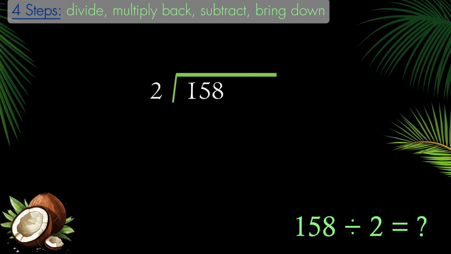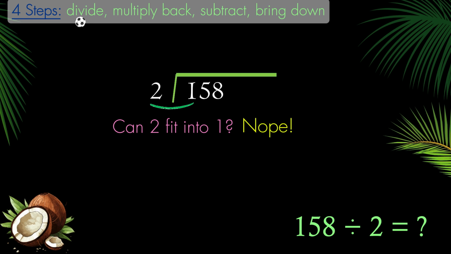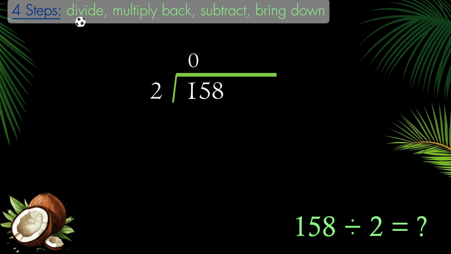Let's start with the first digit. 1 divided by 2. Can 2 fit into 1? Nope. So we write a 0 right above the 1. Multiply back. 0 times 2. It's 0. Write that 0 under the 1. Subtract. 1 minus 0 equals 1. Bring down the 5. Now we have 15.